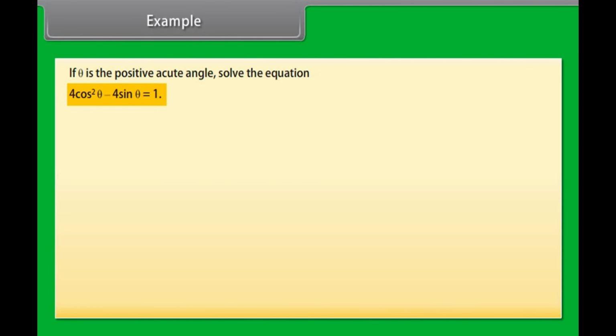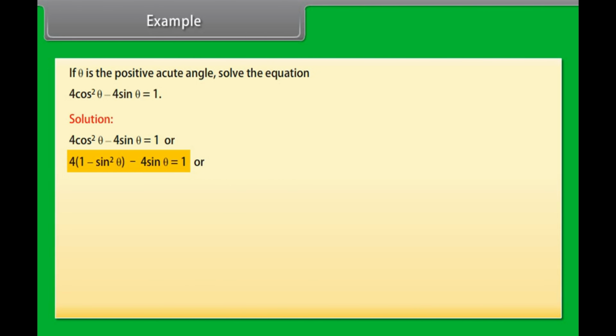Example. If θ is a positive acute angle, solve the equation 4 cos² θ − 4 sin θ = 1. Solution. 4 cos² θ − 4 sin θ = 1, or 4(1 − sin² θ) − 4 sin θ = 1, or 4 sin² θ + 4 sin θ − 3 = 0, which is a quadratic in sin θ.